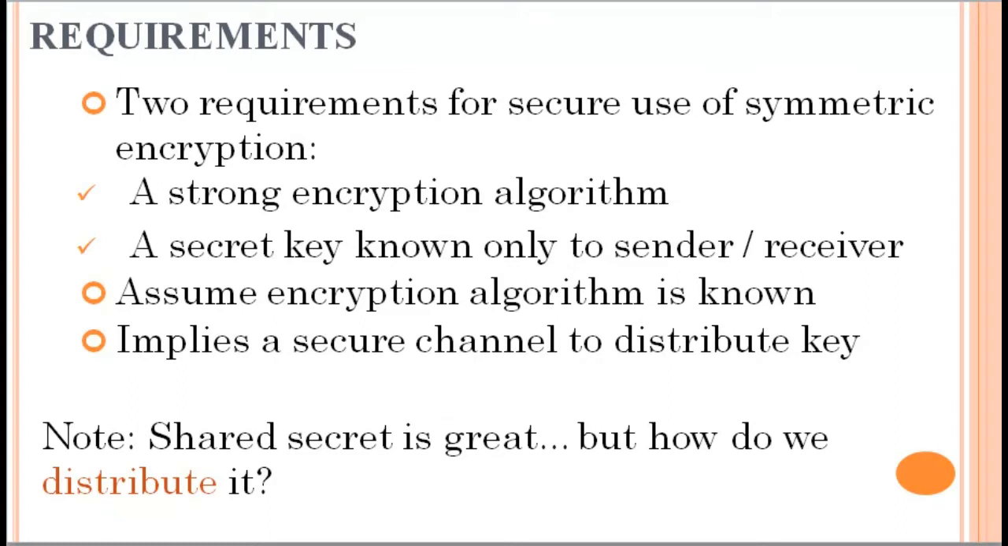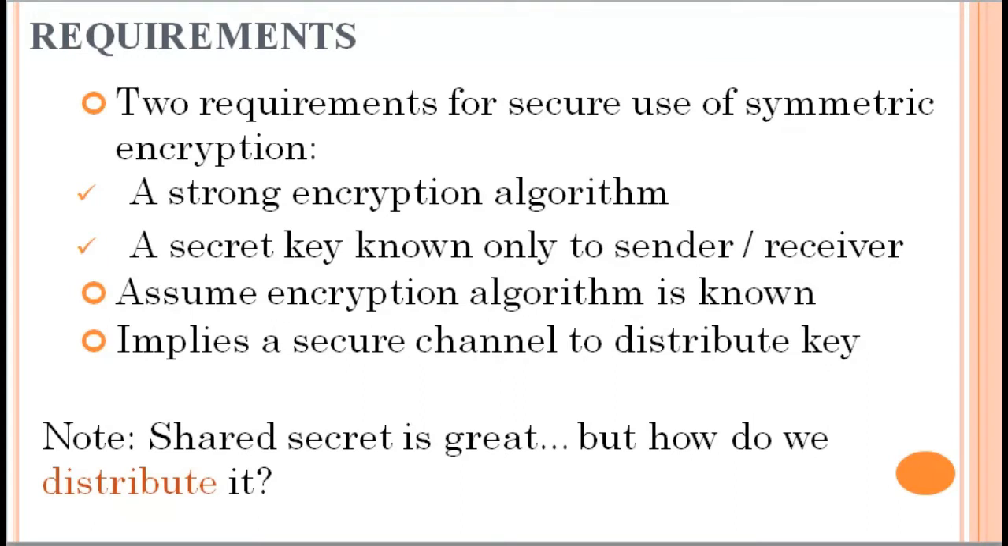We would like the algorithm to be such that an opponent who knows the algorithm and has access to one or more ciphertexts would be unable to decipher the ciphertext or figure out the key. The requirement is usually stated in a strong form: the opponent should be unable to decrypt the ciphertext or discover the key even if he or she possesses a number of ciphertexts together with the plain text that produced each ciphertext.